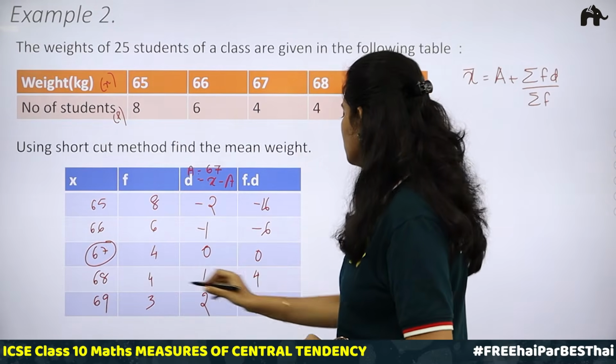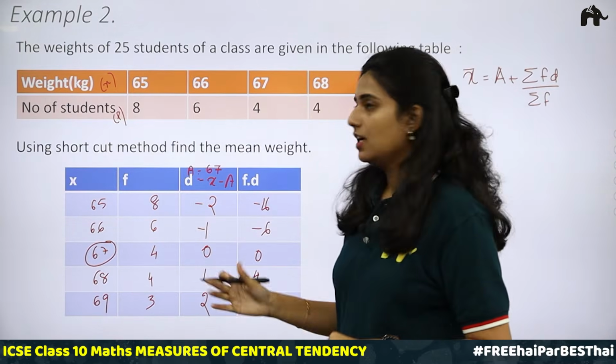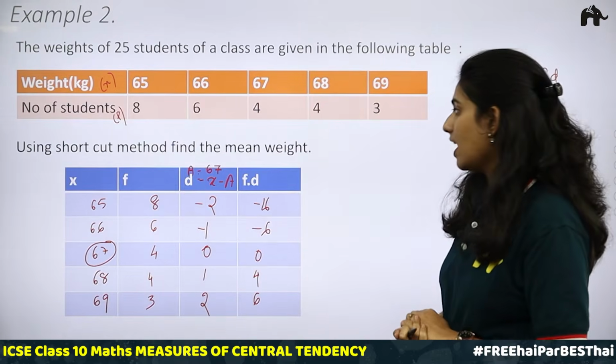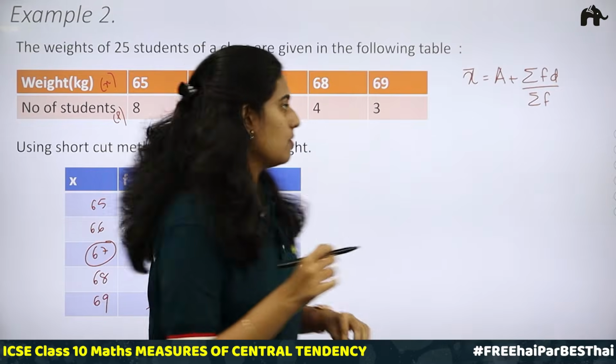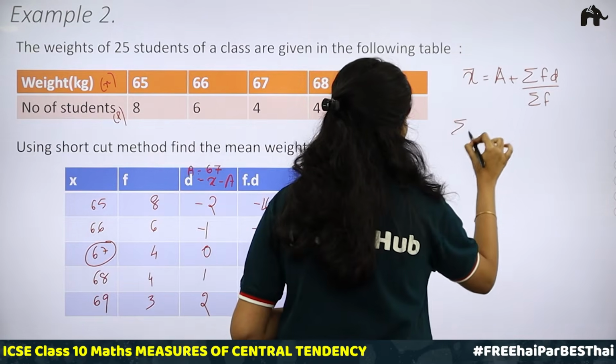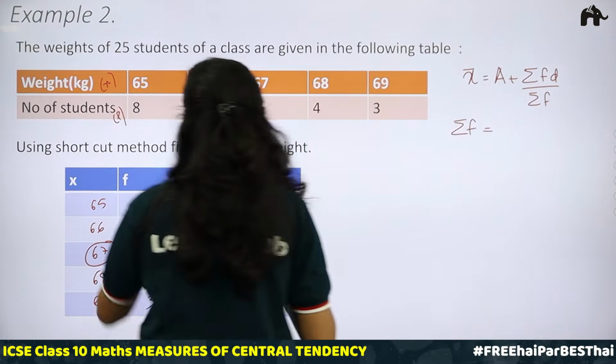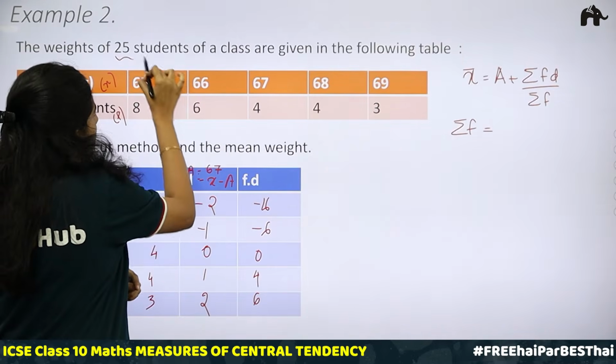3 into 2 is equal to 6. Next, we need summation F and summation FD. What is summation F here? Sum of frequencies. Summation F is equal to, already it is given in the question, 25 students.